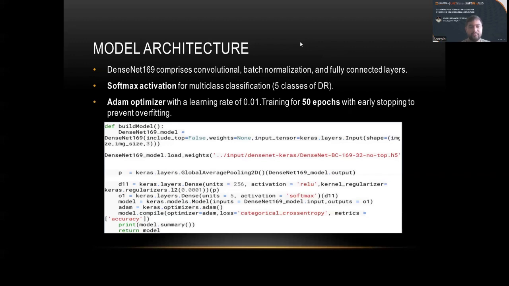The model trained for a total of 50 epochs, but we employed a technique called early stopping. Early stopping monitors the model's performance on the validation set, and if the performance stops improving or starts degrading, the training is halted before completing all the epochs.